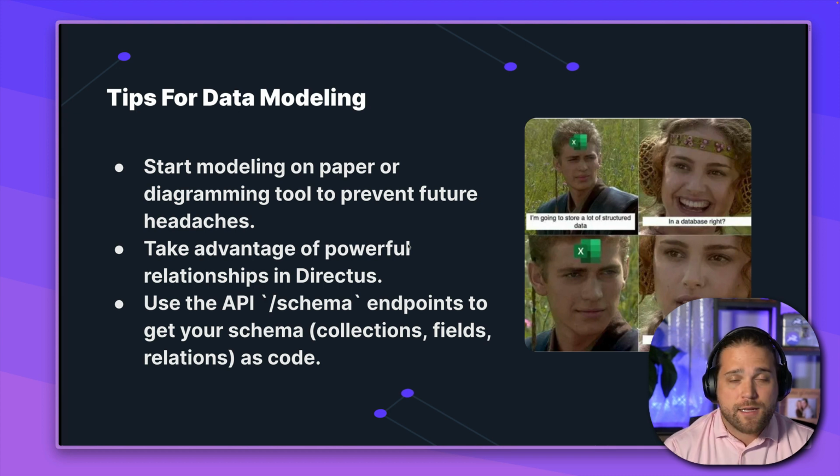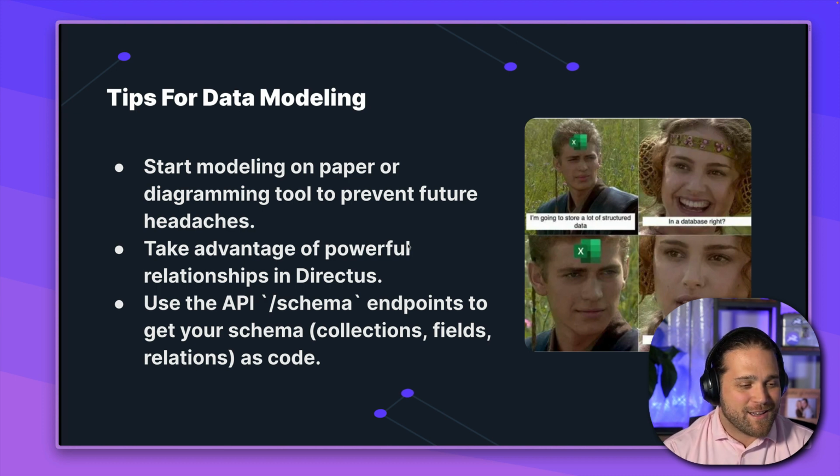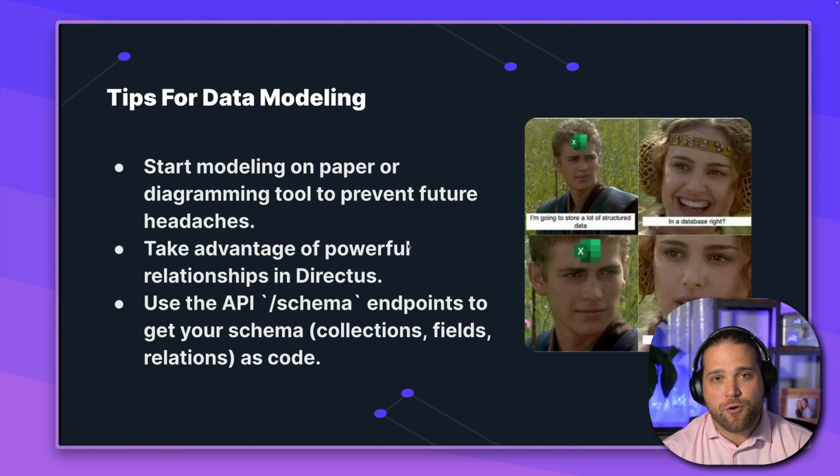Number two, take advantage of the powerful relationships that are available inside Directus. We've got some great documentation on that, and I'll be covering relationships a little deeper in another video. And for you folks who prefer to have all of your schema, all of your data in code, so your actual data model, you can use our schema endpoints, which will export all of this data model, your collections, fields, and relations, into JSON format. So you could check that into your Git repository.